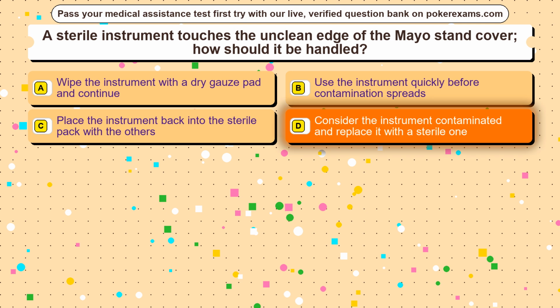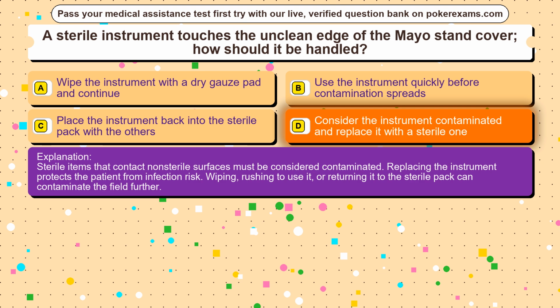The correct answer is option D, consider the instrument contaminated and replace it with a sterile one. Sterile items that contact non-sterile surfaces must be considered contaminated. Replacing the instrument protects the patient from infection risk. Wiping, rushing to use it, or returning it to the sterile pack can contaminate the field further.